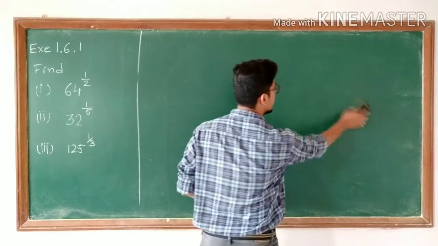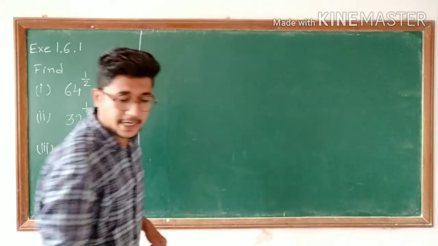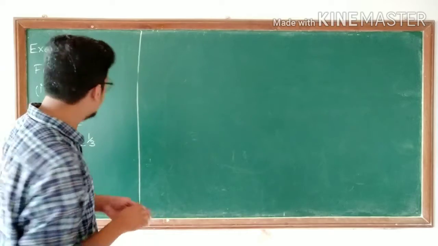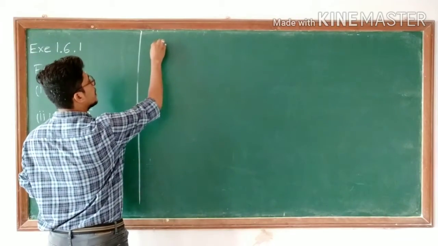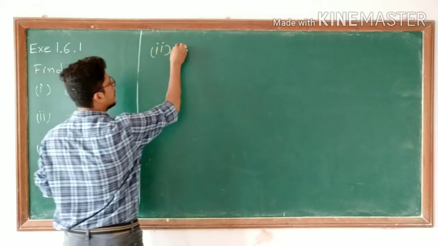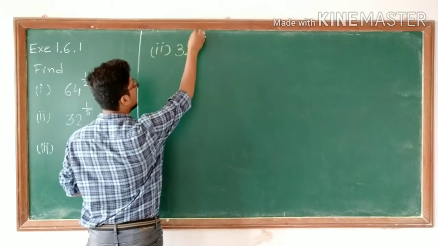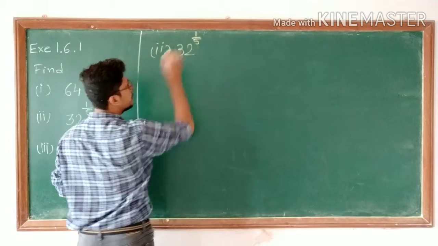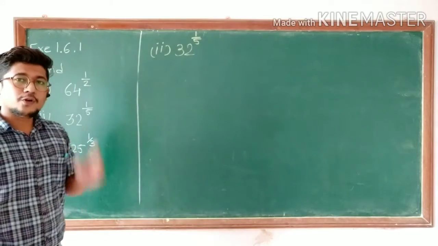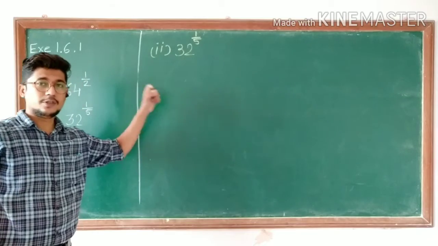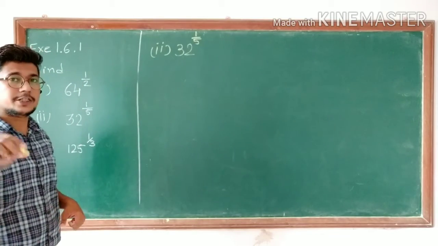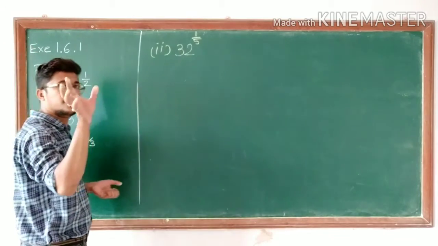First question, second problem: 32 power 1 by 5. We have to follow the same procedure which we have just applied on the previous problem, which was 64 power 1 by 2.